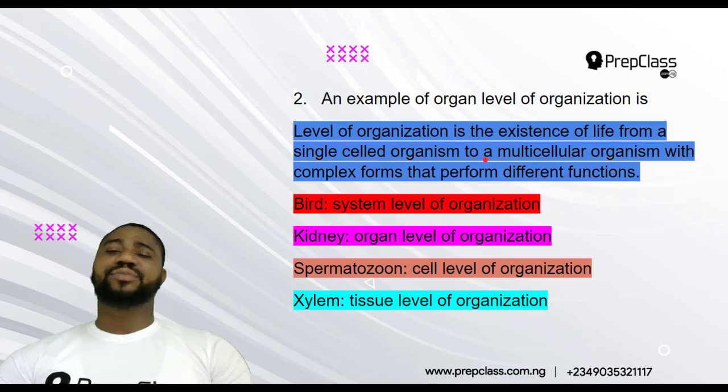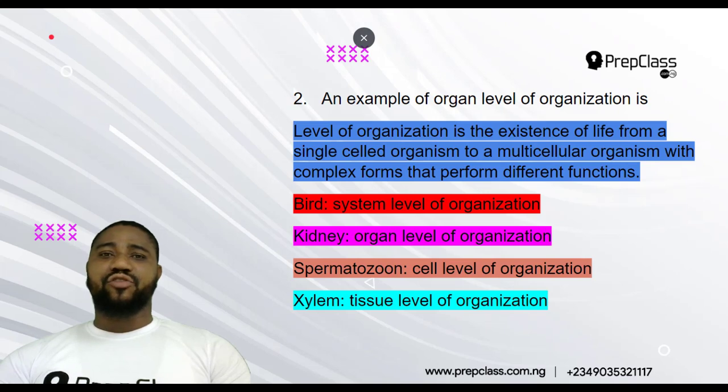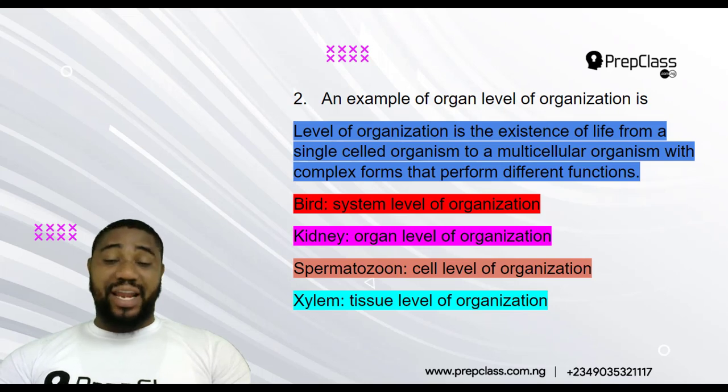You know, biologists say that life existed from macromolecules, like all these nitrogen, carbon. From there, macromolecules fuse to become organelles, which are part of a cell. Organelles came together to form cell. Cell came together to form tissue.